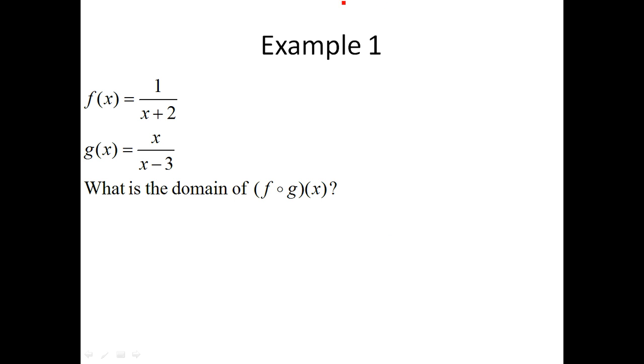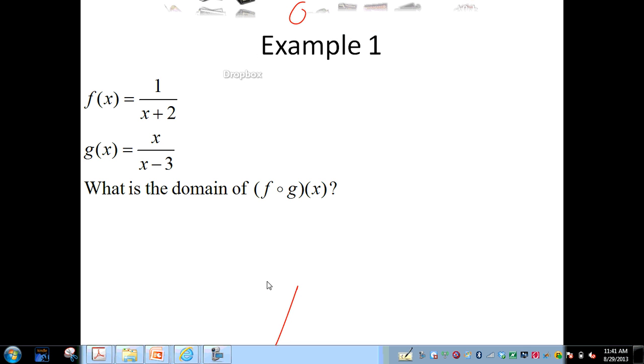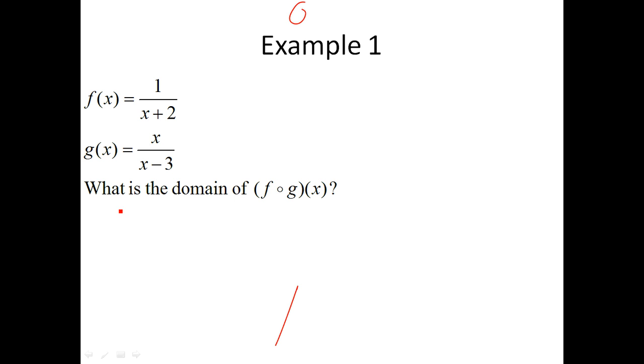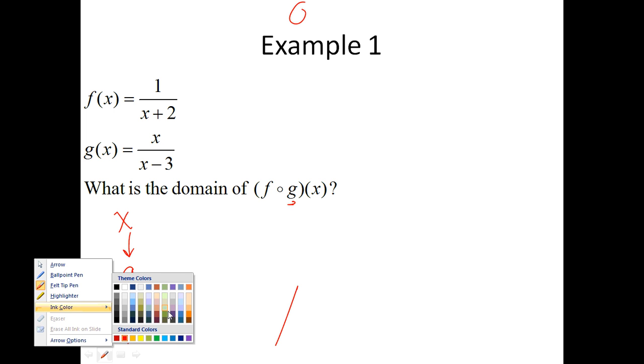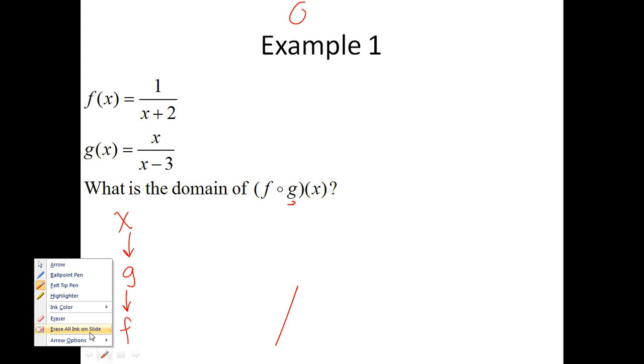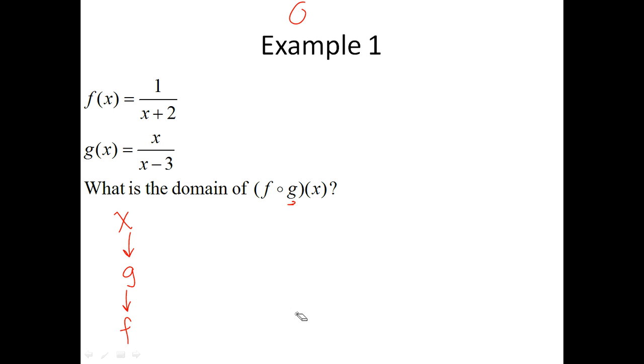So the very first thing I'm going to do is make that little machine thing that I told you guys about in class. So x is going to get pumped into g, which is the first thing, and then g gets pumped into f.